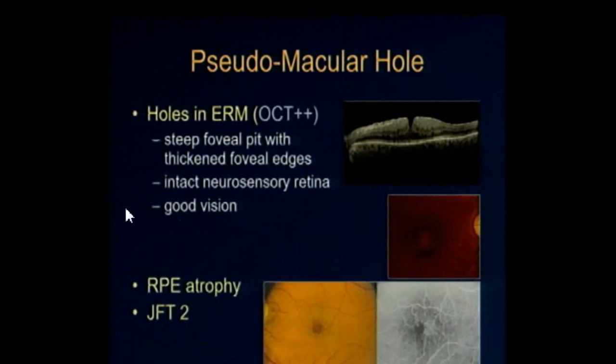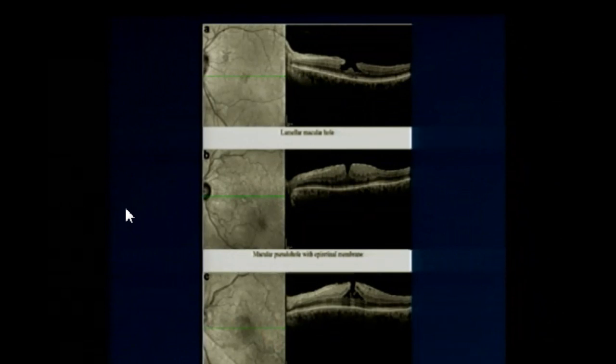It's asymptomatic. You can also get pseudo-macular hole when you have RPE atrophy, it looks like a macular hole, but it isn't. It's just an RPE atrophy. And in juxtafoveal telangiectasia, which I'm going to talk about in a moment, you can have outer retinal holes or even inner retinal holes that can look like a hole.